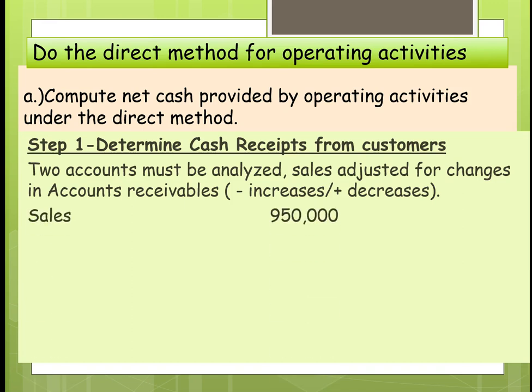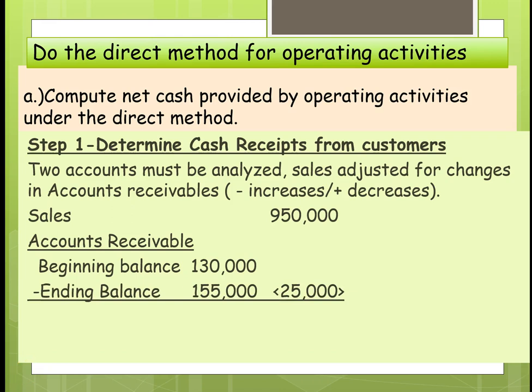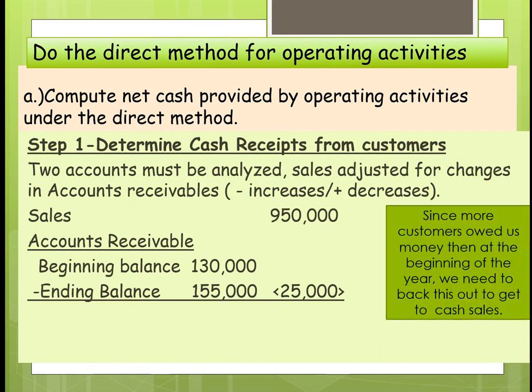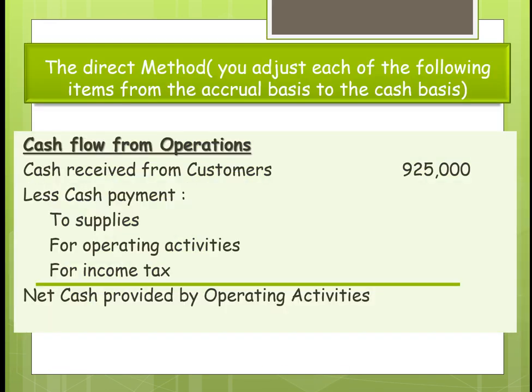So we start with our sales, and we look at accounts receivable, and it had a beginning balance of $130,000. It ended with $155,000, which means it went up by $25,000, which means we have $25,000 in that $950 that's not cash. So what we're going to do is we're going to have to subtract that out. So now we've determined cash receipts from customers. That's the number we want, and we're going to put that on our cash flow from operating activities.